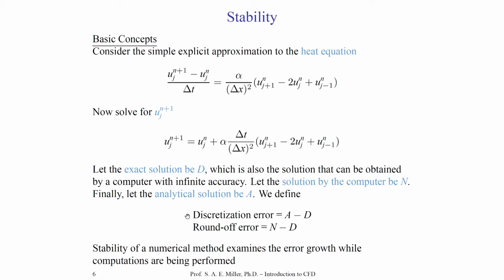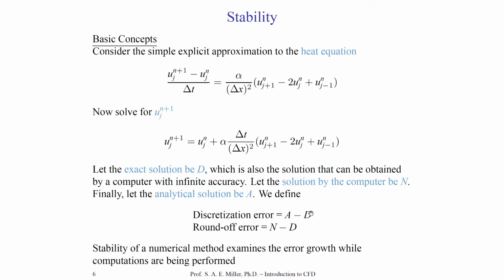This is the error due to the discretization of the equations. Discretization error should go to 0, that is A minus D is 0, of course, as the limit of delta x and delta t go to 0, which would give us a consistent set of equations. We would also define round-off error, which is the difference between the numerical solution and the solution of the computer with infinite precision. Of course, it's not likely to ever find such a thing, except if you can do it analytically. So there's 2 different types of errors.